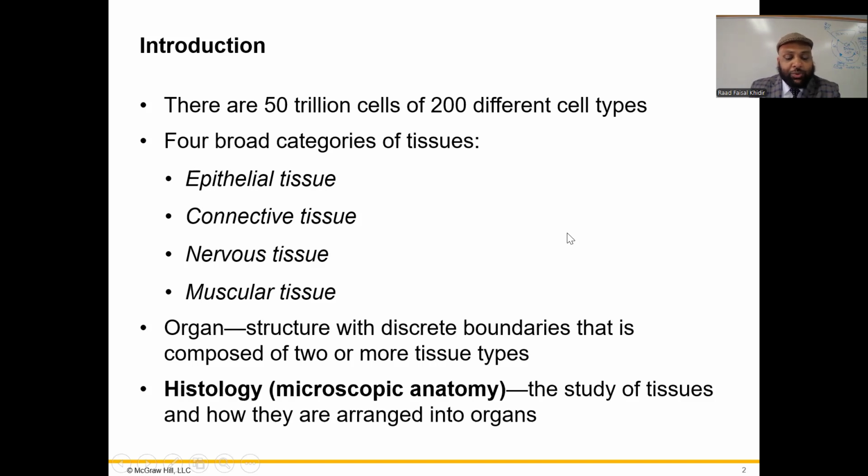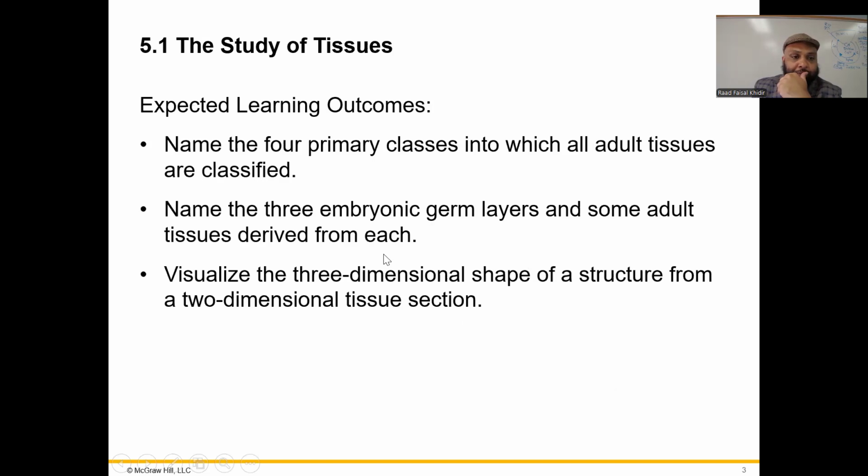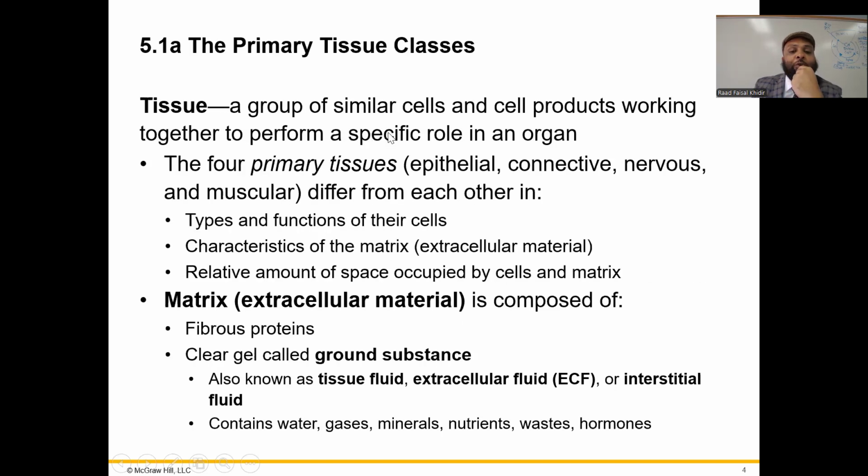The organ is a structure with discrete boundaries that is composed of two or more tissue types. And with the discovery of the microscope, we started an entire new field known as microscopic anatomy. And that is the study of tissues and how they are arranged into organs. The tissue is a group of similar cells and cell products working together to form a specific role in an organ. They work together to perform a specific function.